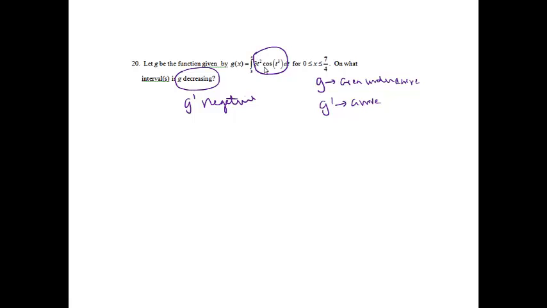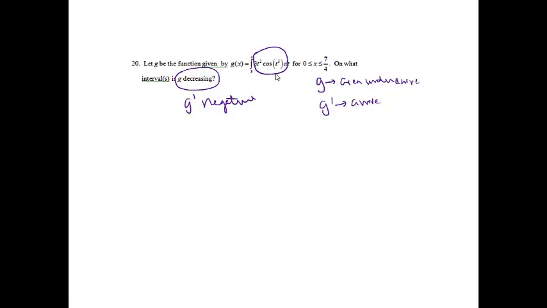Okay, number 20. Let g be the function given by g of x equals the integral from 3 to x of that function, for 0 to 7/4. On what interval is g decreasing? Well, if g is decreasing, we would know that g prime is negative. So we need to know some information about g prime. Well, going back to this type of problem, we know that g is the area under the curve. We know that g prime is the curve. So we just need to look at this curve and see what's happening.